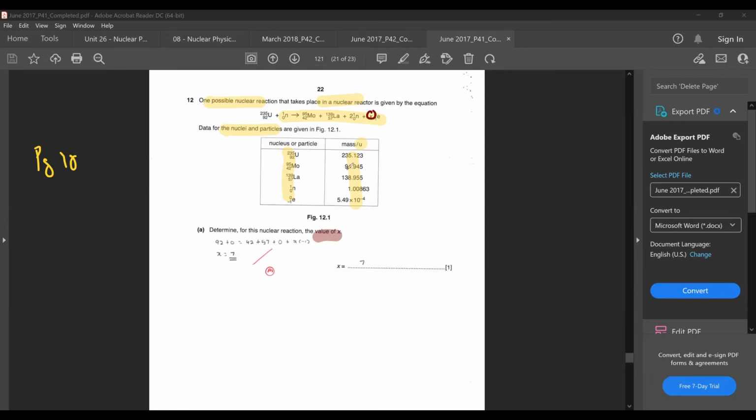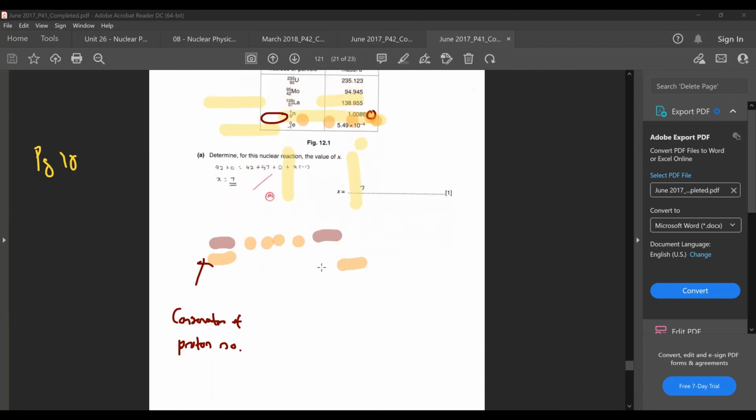So what you're really just supposed to do here is apply conservation of proton number. That is the easiest one to start with. On the left hand side, you have 92 plus 0. On the right hand side, it will be 42 plus 57 plus 0 plus x times negative 1. So x will be 7. You have 7 electrons here. Okay, so this one is okay.